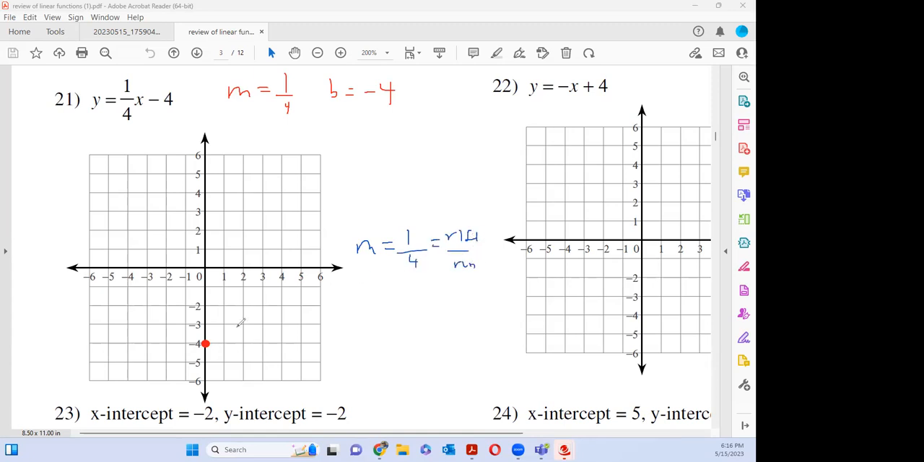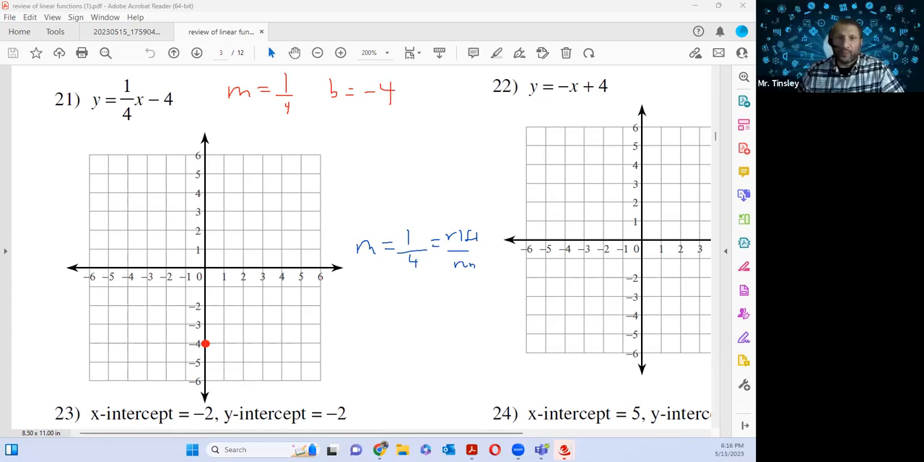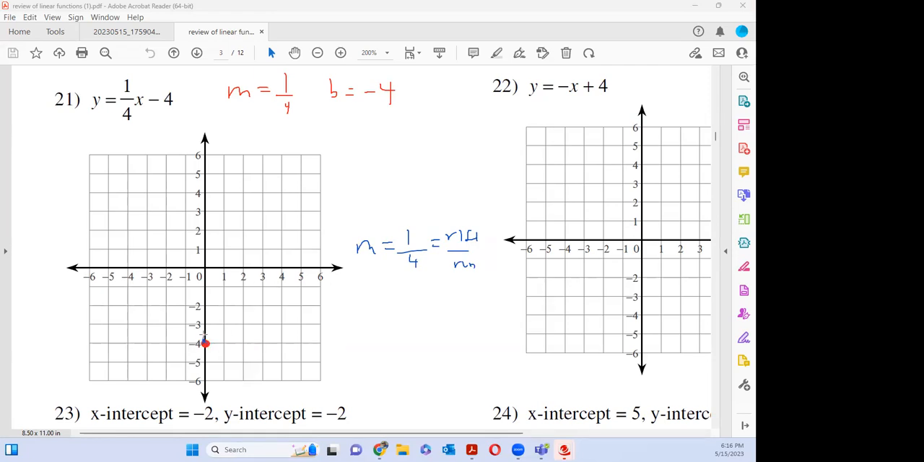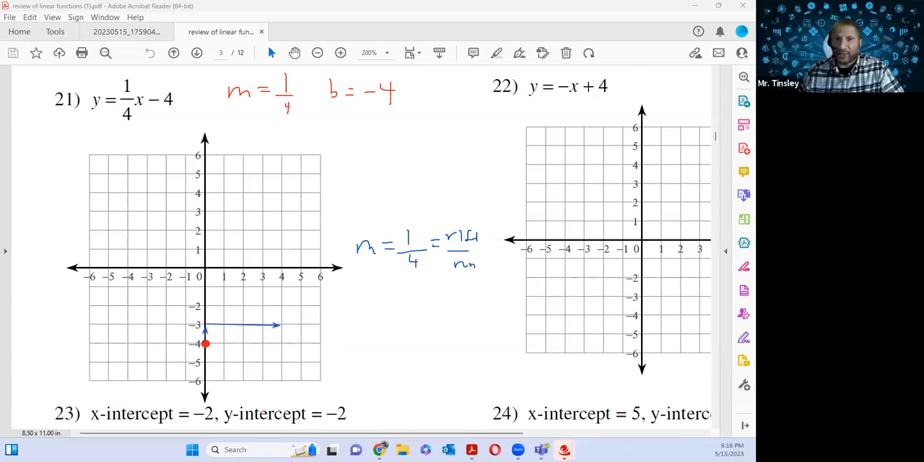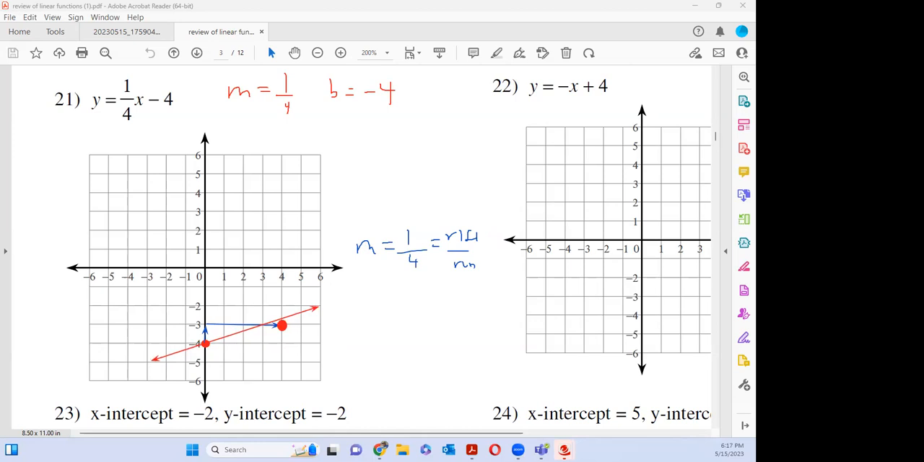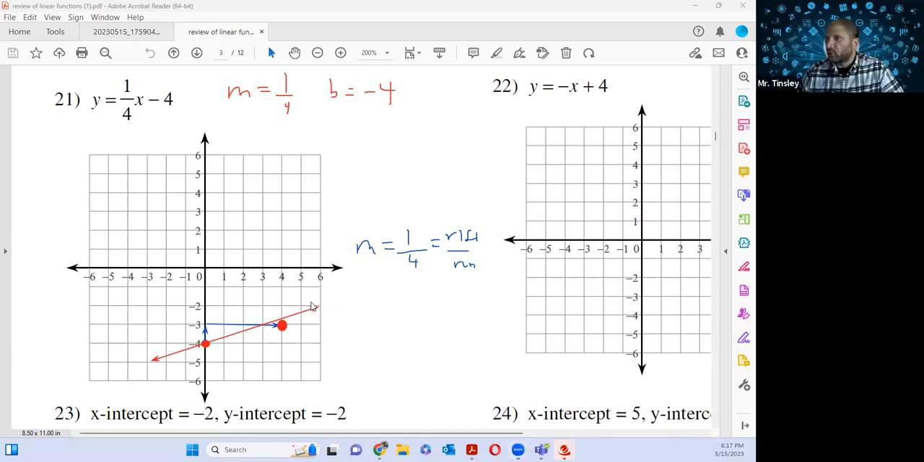So to get my second point, I have to go up 1 and over 4. So now I have my second point. I'm going to change this back to red. And then how many points do I need to make a line? 2. There's my 2 points. I'm a little off drawing that, but let me make it correct.